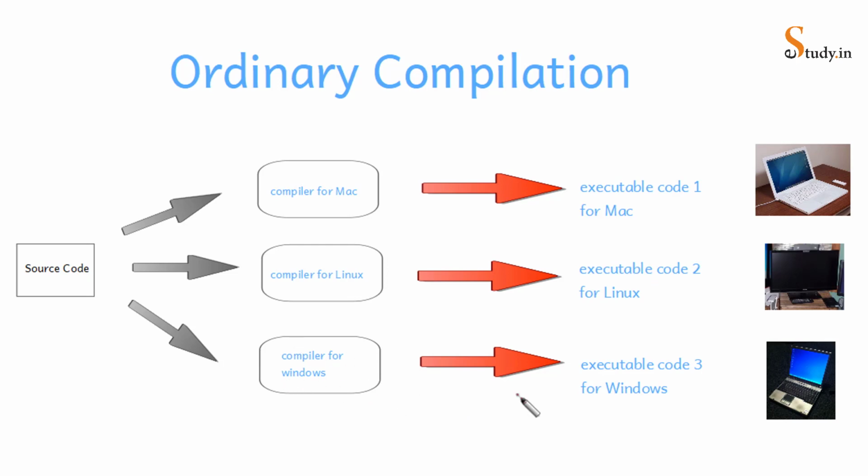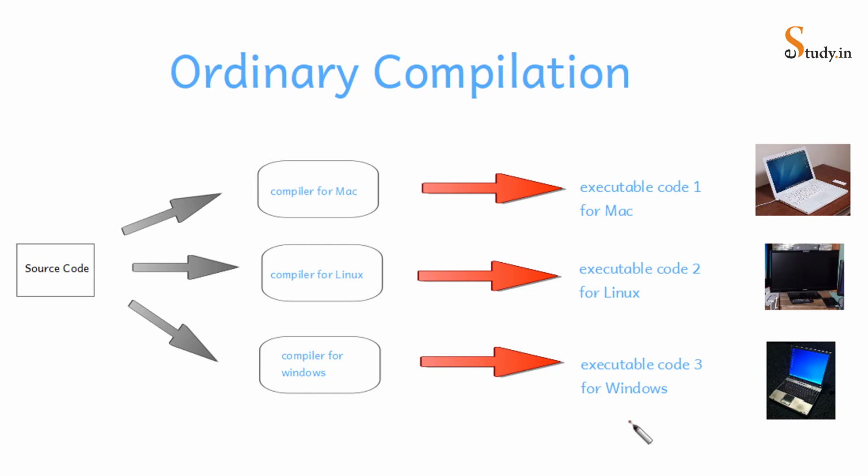So that means my executable code for Windows will not run on Linux or will not run on Mac. Similarly, the executable code, that means a program which was created for Linux, will not run on any other machine. So this is the problem with ordinary compilation, that your code is not portable, as we say. Portable means it cannot be carried out to different devices or different operating systems.